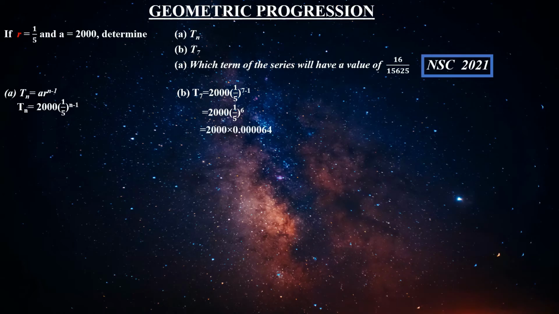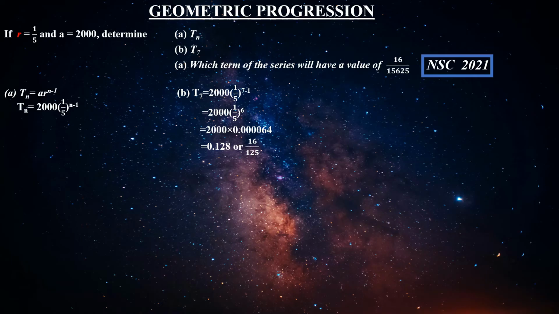So if I simplify 1 over 5 to the power 6, I'm going to have 0.00064, and now I'm going to finally multiply that by 200, and we're going to get 0.128. You can write it as a fraction if you want, right? It's now a matter of preference.